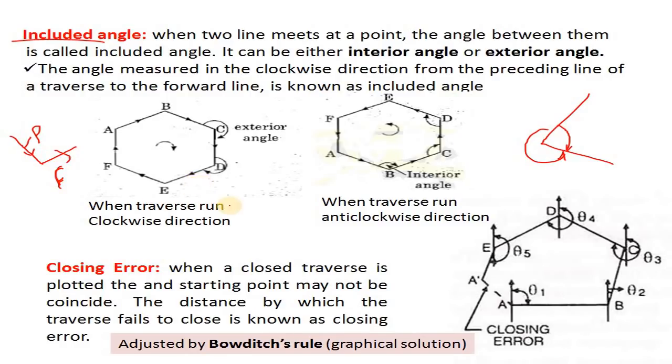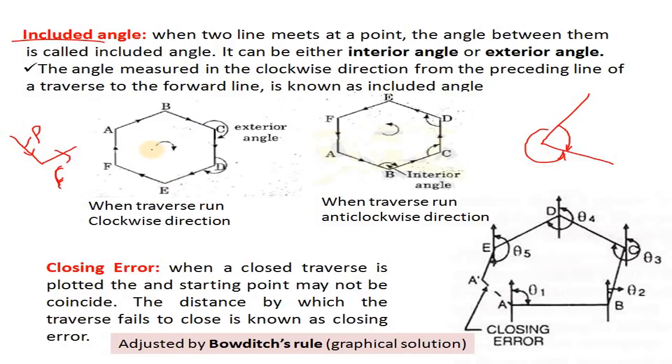See here, when the traverse runs in the clockwise direction. Clockwise direction means suppose the traverse starts from A to B, B to C, C to D, D to E, E to F, F to A. Now in this direction, this is the clockwise direction. Work is just in progress in the clockwise direction from here. We are measuring from here to here.